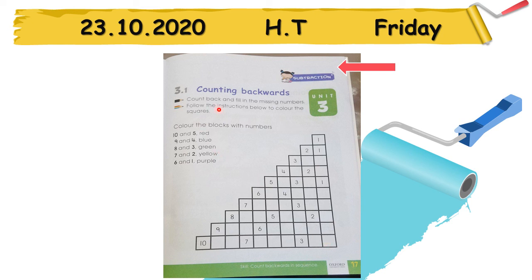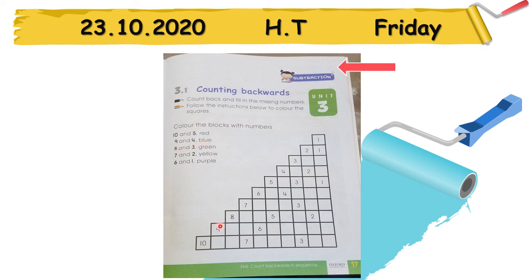Now, follow the instructions below to color the squares. Color the blocks with numbers. Here the colors are mentioned with the numbers. We are going to color number 10 and 5 red. Now you have to find number 10 and 5, the column of 5. Then you will color both red. Then 9 and 4 is blue.